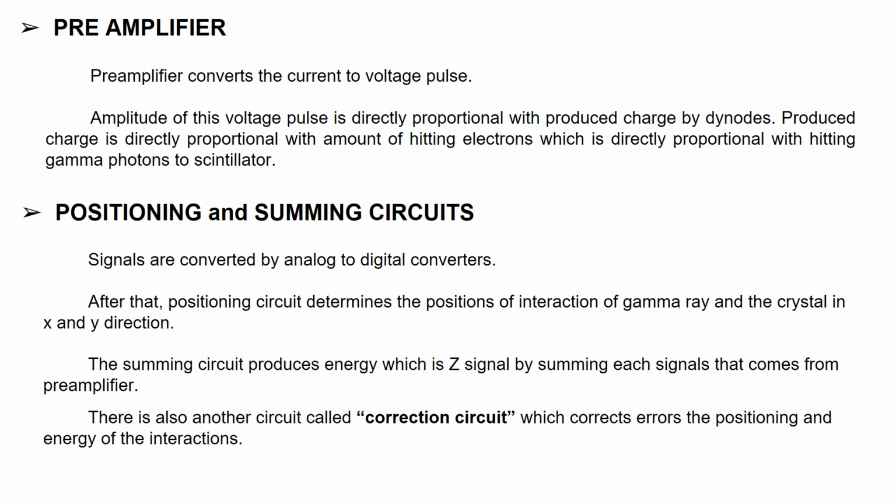The preamplifier converts the current which is produced at the last dynode of the photomultiplier tubes to a voltage pulse. The amplitude of this voltage pulse is directly proportional to the charge produced at the anode, and therefore the amount of light received by the photomultiplier tubes. The amount of this light is proportional to the amount of gamma photons which hit the scintillator. After all these processes, the analog to digital converter converts the signals. Then, the position of interactions of gamma rays is determined by the positioning circuit, and the summing circuit produces the Z signal. Positioning errors are corrected by the correction circuit.